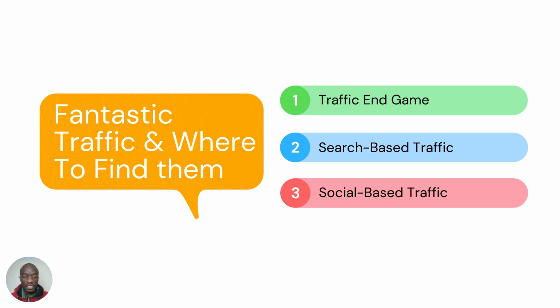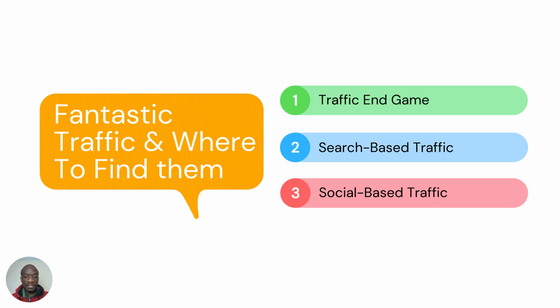Then we need to understand that traffic can essentially be divided into two types. One is search-based traffic. This is when your customers are searching for solutions to their questions, their problems, their roadblocks. The next is social-based traffic. This is when people are busy engaging on social media, and you interrupt them and get them to notice that you can help them.